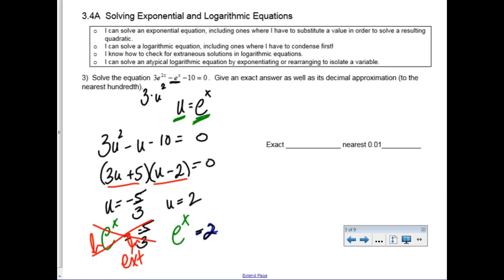But here, if you apply the natural log to both sides, natural log and e will cancel, and you get your first answer, which is x equals natural log of 2. When they say the exact answer, that's what I'm looking for. And then they want you to type it on your calculator. So the natural log of 2 typed on my calculator, rounded to the nearest hundredth spot, is 0.69.